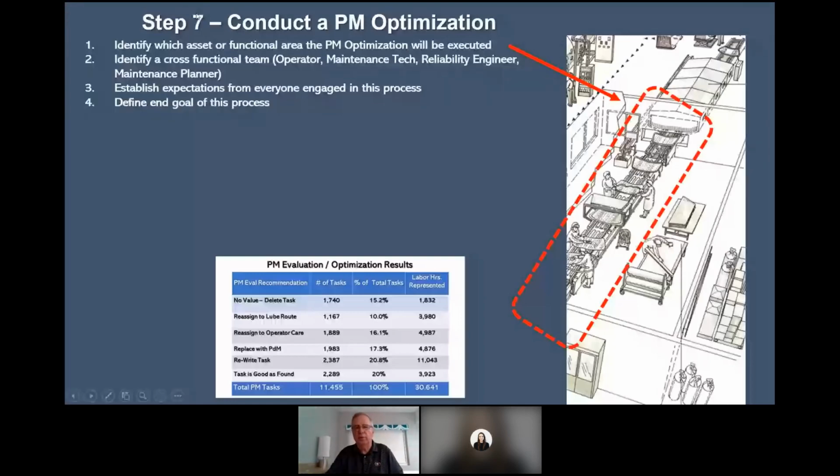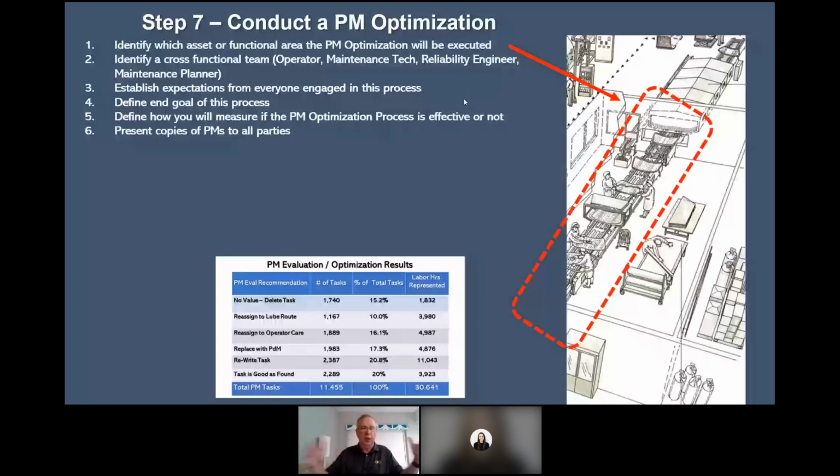Define the end goal of the process. Equipment should be running more reliably. Define how you measure if the PM optimization process is effective or not. I have to tell you, the best one to do that with is PM labor hours versus emergency urgent labor hours. That's the best method to go about it. Present copies of PMs to all parties. So we're sitting at a table, we're handing them out.